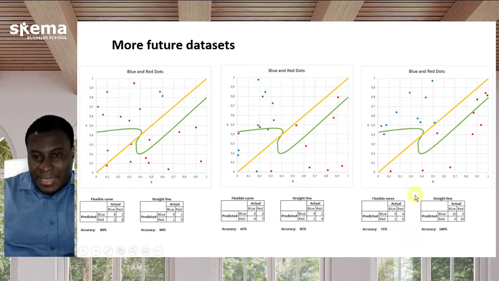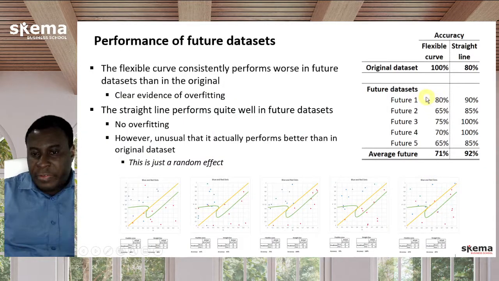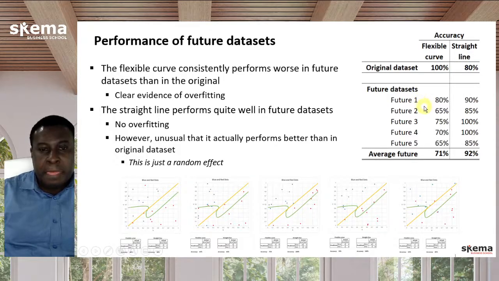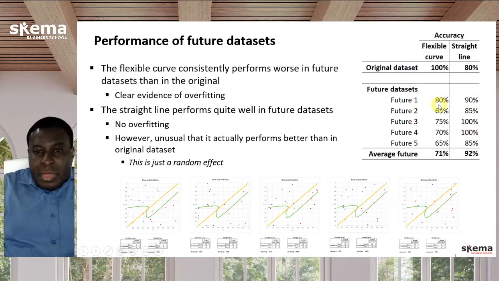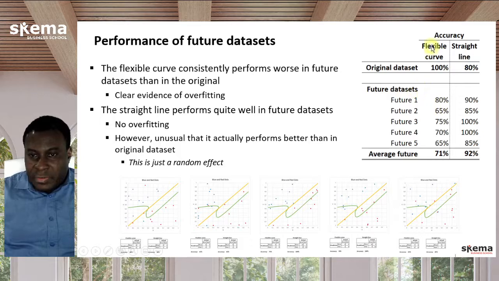So I went ahead and did this 5 times. So 5 times representing 5 future months, and these are the results. So what we can see here is that for the flexible curve, you got 80, 65, 75, 70, and 65% accuracy, even though the original data set was 100%. The average accuracy for future data was 71%.